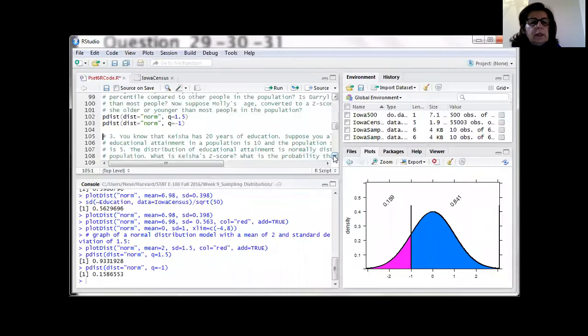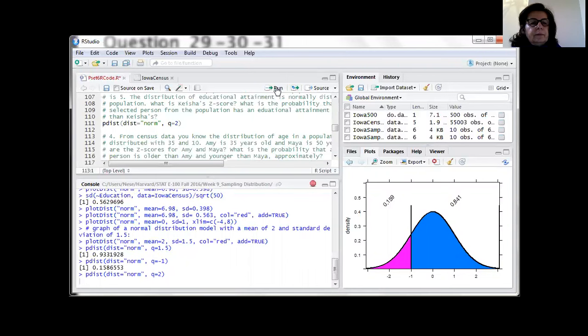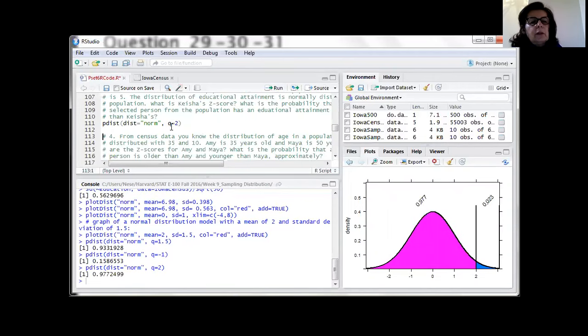How can we calculate this using R? Well, we have to calculate the z-score manually. And then by providing the z-score, which is the quantile also, to the normal distribution model, we can see her percentile. Her percentile is 97.72.